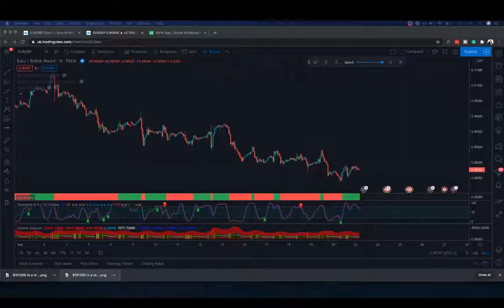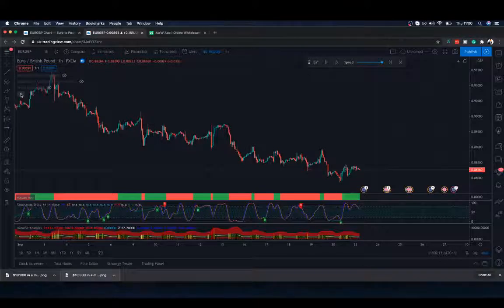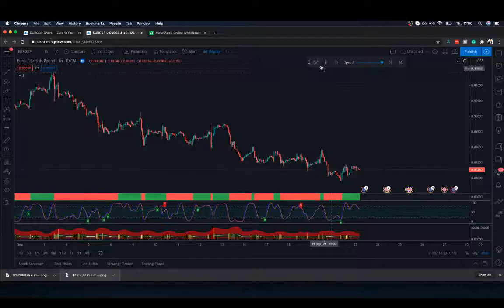Hi guys, so today we are going to do a little bit of practice on how to identify the trend. I am on TradingView, I will play the replay and we are going to analyze higher highs and higher lows and lower highs.